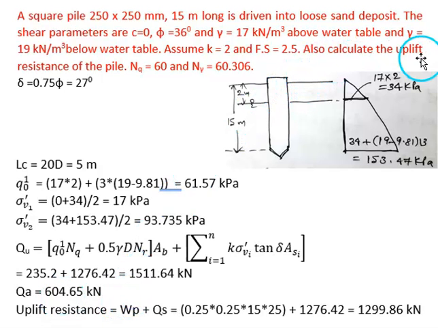Then here it is also asked to calculate the uplift resistance. So uplift resistance is nothing but sum of frictional resistance and weight of pile. So weight of pile, because it is square pile, volume is 0.25 into 0.25 into 15 meter length multiplied by unit weight of concrete, which is taken as 25, so that we can find the weight of pile, plus the frictional resistance. Frictional resistance is this component, this second term, which is 1276.42. So that we will be getting the uplift resistance.